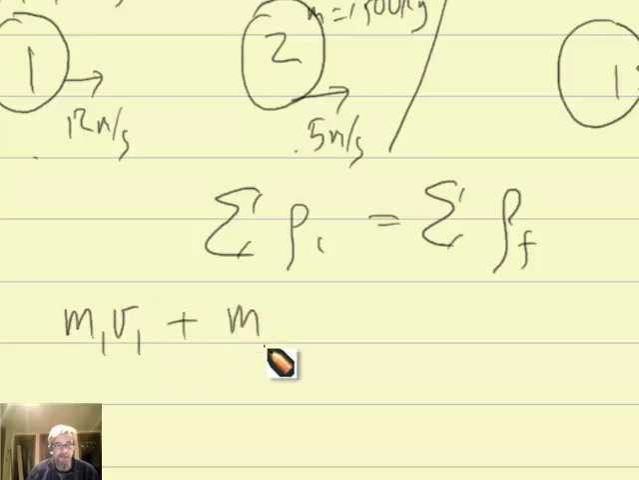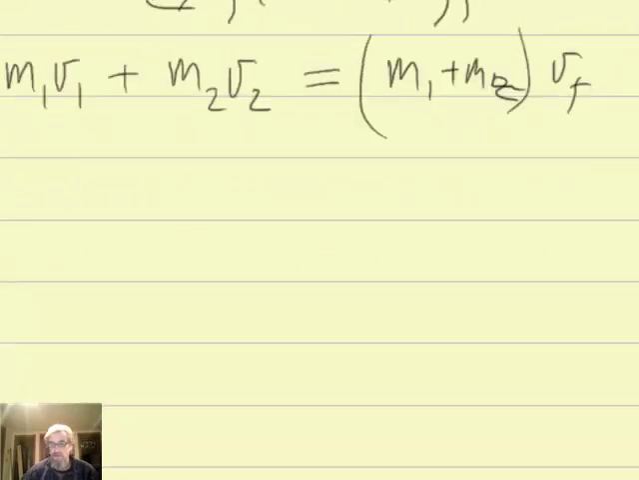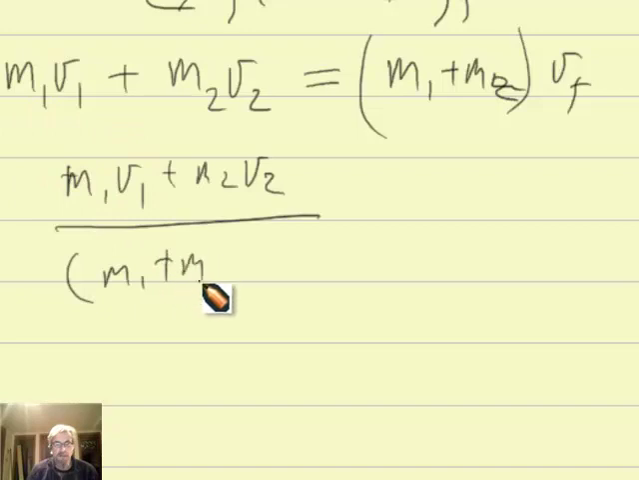These are the initial velocities. And then that's going to have to be equal to, well, there's only one object afterwards. It's the m1 plus m2 composite car, and that's times the final velocity. So if we take this equation and simplify it, solve it for what we're looking for, we could say that m1 v1 plus m2 v2 divided by the sum of the two masses m1 and m2 is equal to the final velocity.